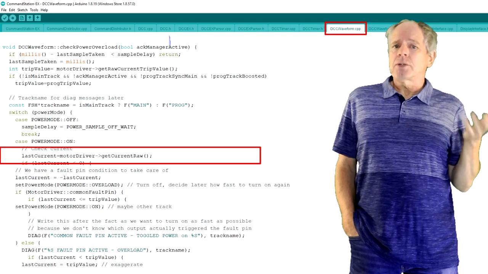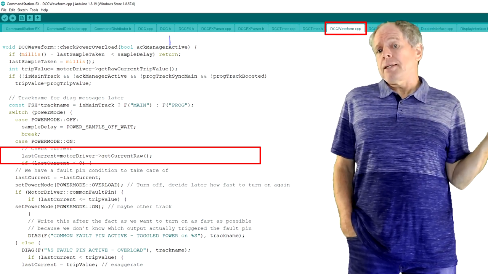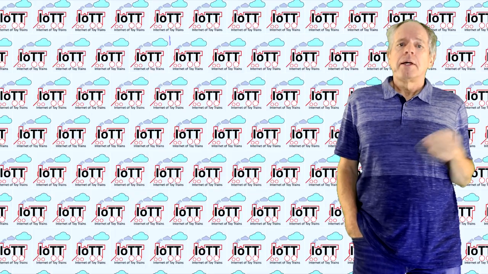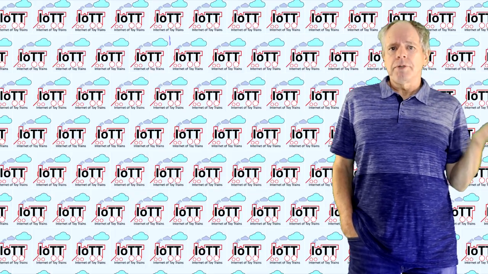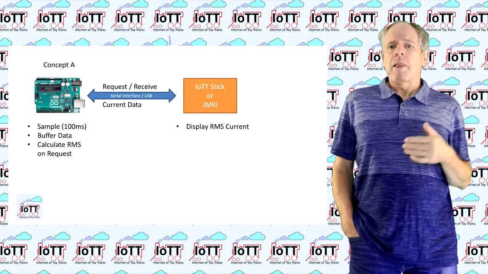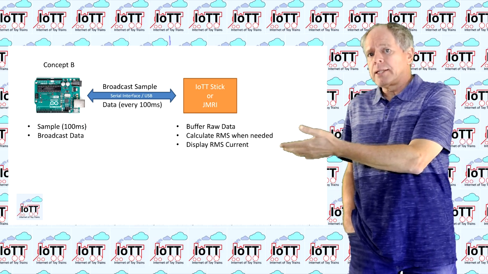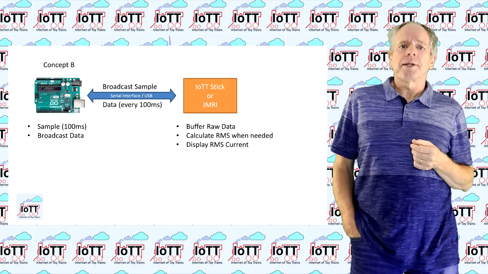Of course, I would like to see the tolerances to be smaller, but for the time being, that's what it is. The next question is, what do we do with the data? There are two alternative concepts. Process it on DCC EX or send them to the IoTT Stick for buffering and processing.